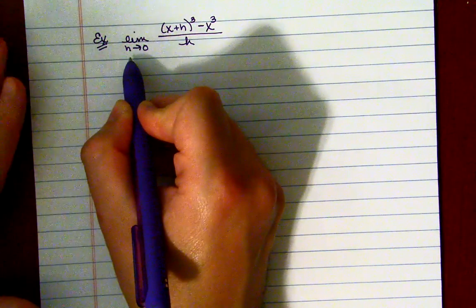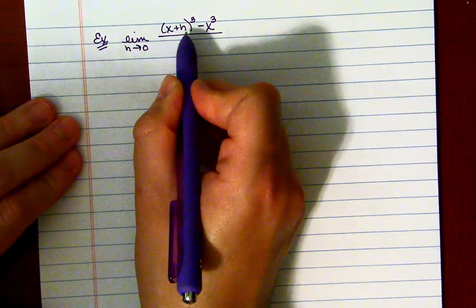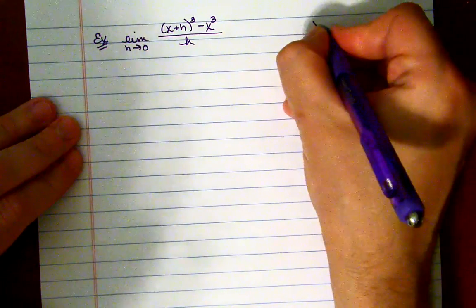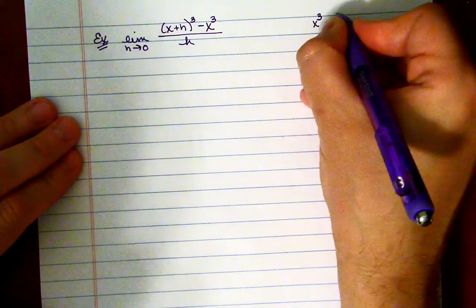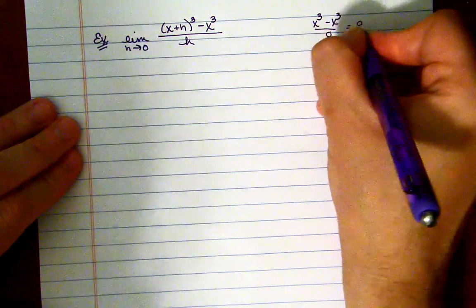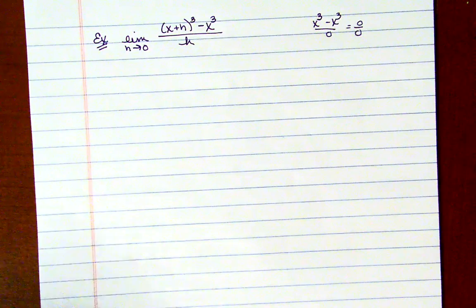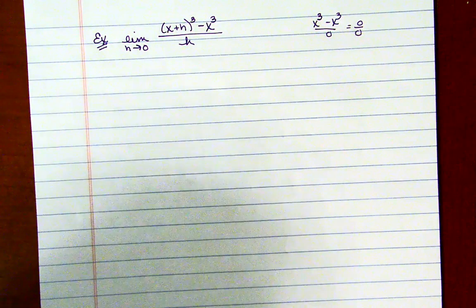So I'm going to start the way I always start. I'm going to plug in 0 where the h is, and I'm going to get x plus 0, that's just x, cubed, minus x cubed over 0. Yeah, 0 over 0. It's done. Not good, and I need to simplify this.